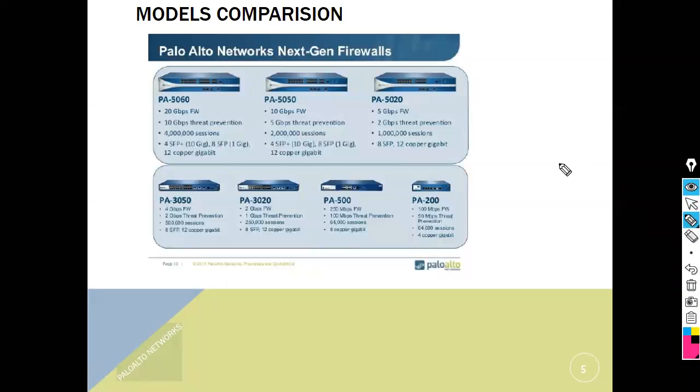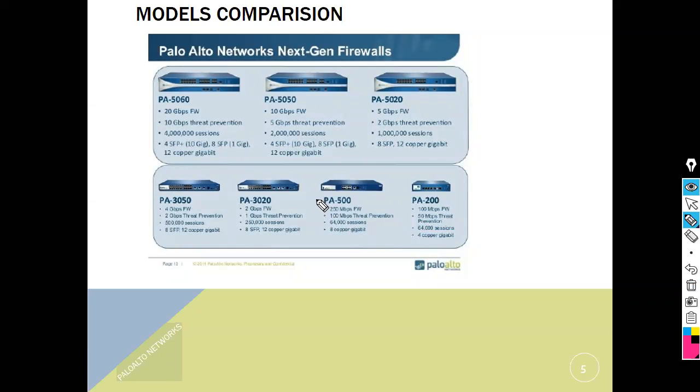Okay, a few more model numbers. In the 5000 series, you have different model numbers like 5050, 5060, 5020. Along with that, you might see some differences, like PA200 gives you a throughput of 100 Mbps. It gives you a threat prevention throughput of 50 Mbps. It gives you 64,000 sessions creation capability. Okay.